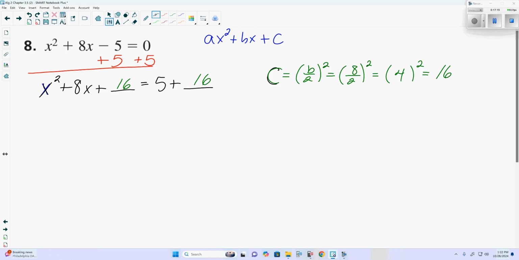Now we move on to step number 4. We're going to factor and then solve. So we're going to factor our x squared plus 8x plus 16. Well, we'll have our set of parentheses in x. And the number that goes inside the parentheses is the number that we have inside the parentheses to find c before we square it, which is 4, but it would be what? Positive 4. Yes. Which tells us we have x plus 4 squared. On the other side, we have 5 plus 16, which is 21.